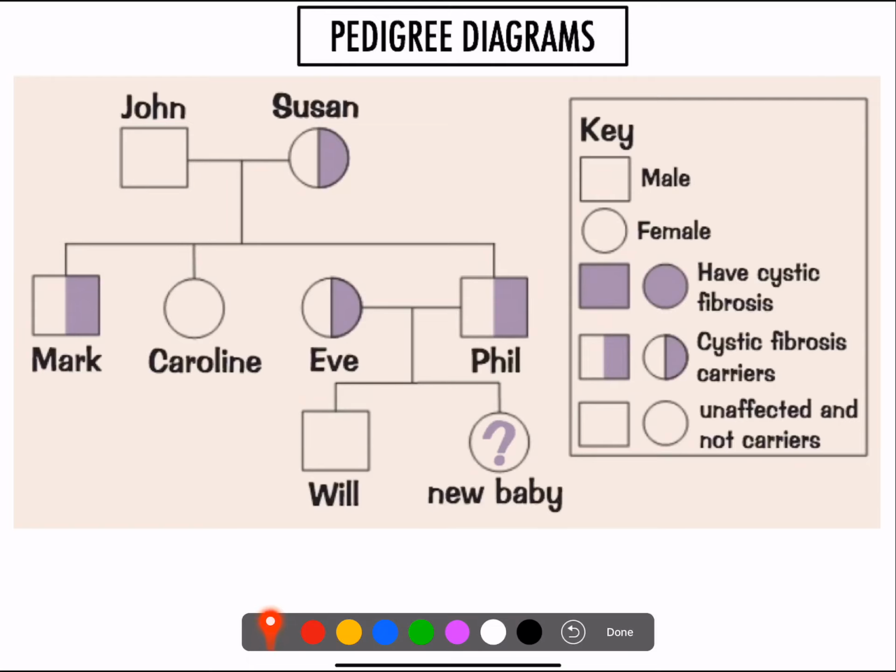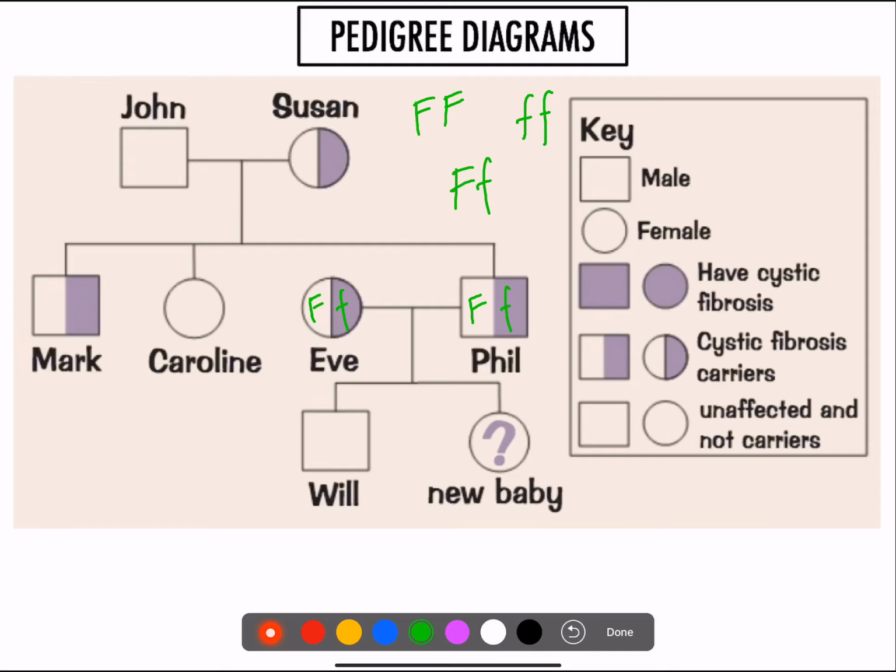Okay, so the baby, who are the baby's parents? It is Eve and Phil. So these are husband and wife. We can see that Phil is a carrier of cystic fibrosis. We should know that with cystic fibrosis, if you're normal, that's big F, big F. If you're suffering, that's little f, little f. But if you're a carrier, that's big F, little f. So Phil, we can say is big F, little f. And Eve is also heterozygous as well.